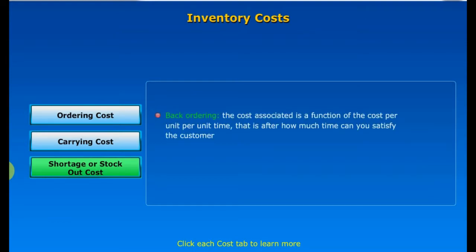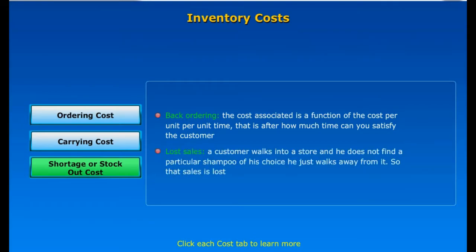Shortage or stockout cost. Back ordering. The cost associated is a function of the cost per unit time, that is, after how much time can you satisfy the customer. Lost sales. A customer walks into a store and does not find a particular shampoo of his choice. He just walks away from it, so that sale is lost.